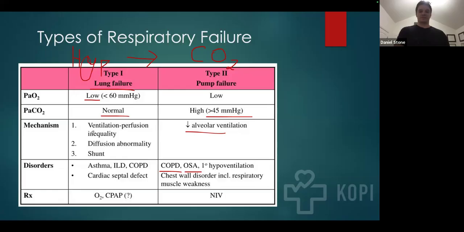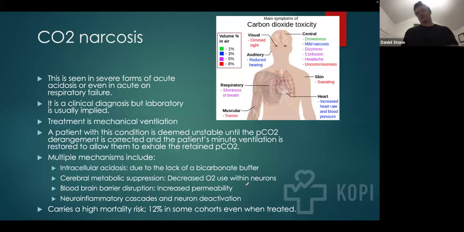And the way that we give people more time in the United States is by non-invasive positive pressure ventilation, or mechanical ventilation if they're sick enough. And the reason why is because if you leave it alone, CO2 narcosis can occur. And it's an acute acidosis, and it's an acute retention of CO2.